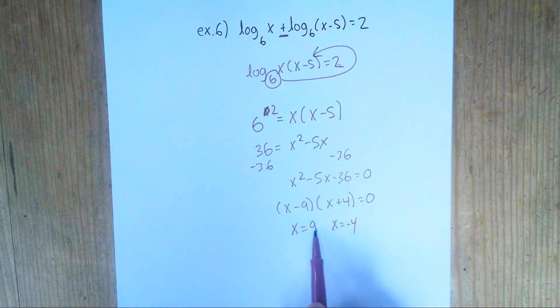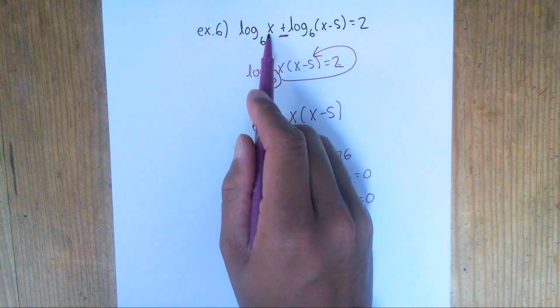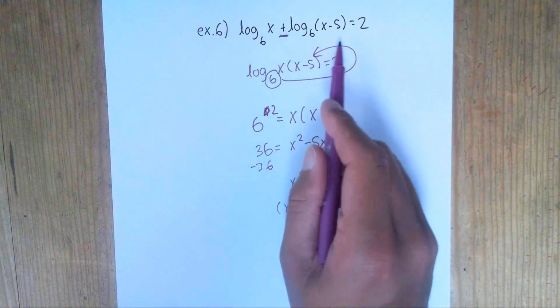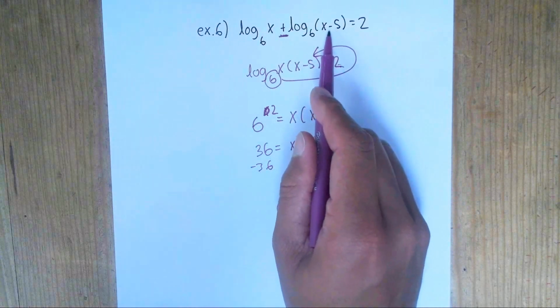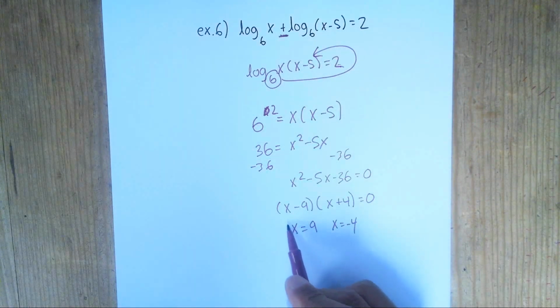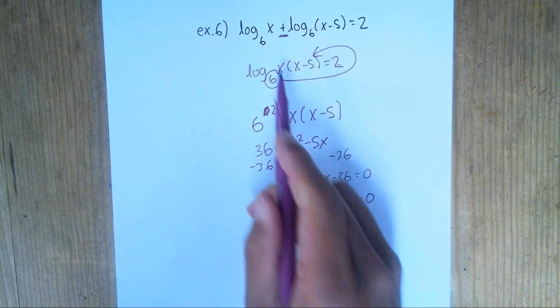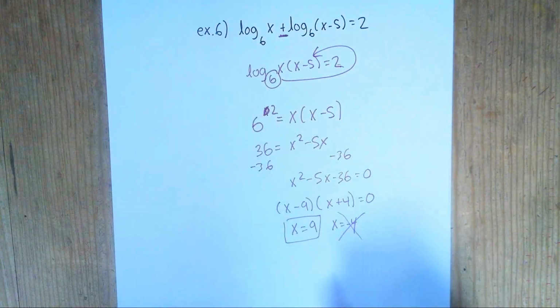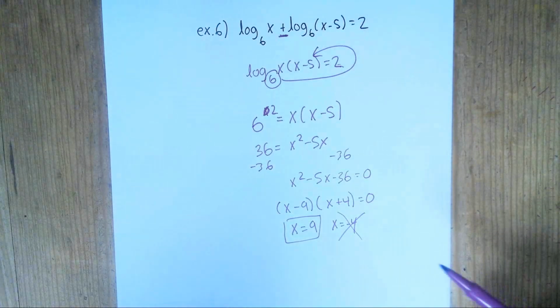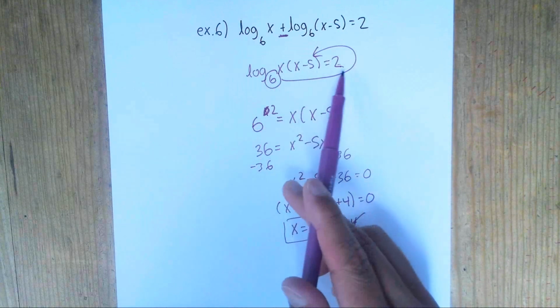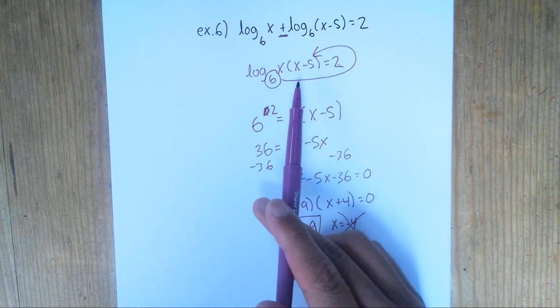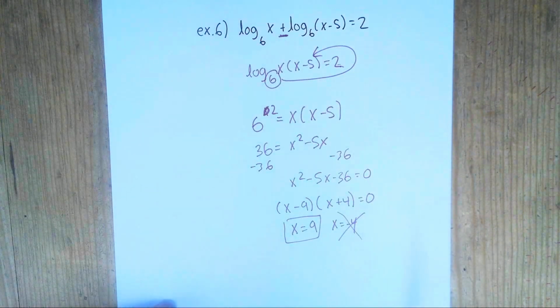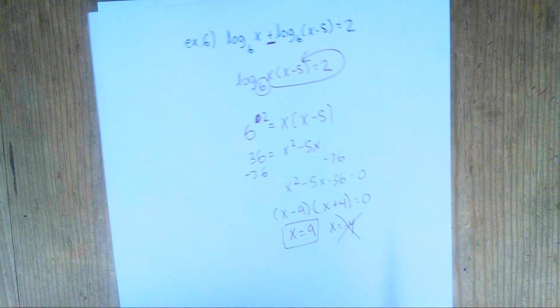Plug them into x. If I take 9 into here, I get log 6 of 9. That's fine, that's positive. What about here? Log 6 of 9 minus 5, which is 4, that's positive. So 9 works out. What about negative 4? When I plug in negative 4, that's going to give me a negative on the inside, which does not work out. I cannot have a negative inside of a log. So once again, anytime you have log equals a number, you have to go around the world and always condense in the beginning.